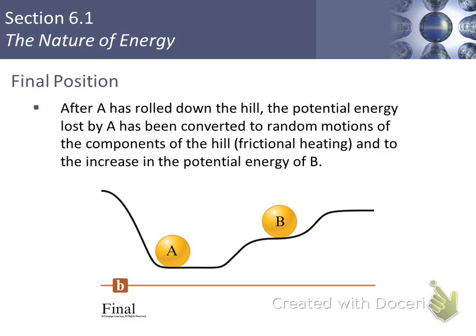Okay, so A is going to roll down the hill, hit B, which causes B to move forward, right? And move now up this little mini hill. Does that make sense? What's happening here?